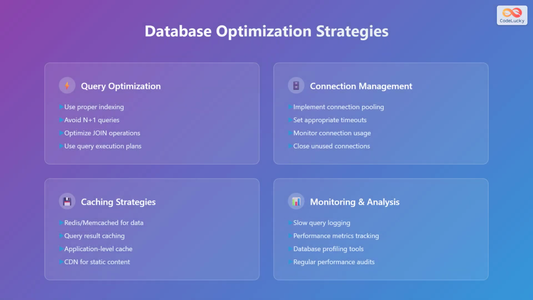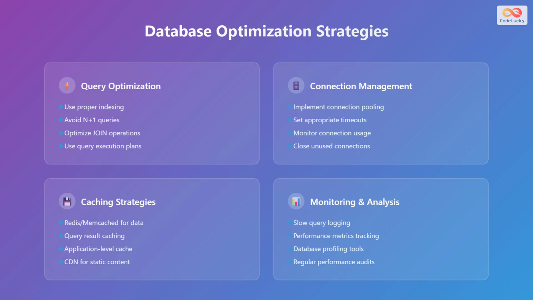Let's explore some database optimization strategies. First, there's query optimization, which involves using proper indexing, avoiding n+1 queries, optimizing join operations, and using query execution plans. Second, we have connection management, which involves implementing connection pooling, setting appropriate timeouts, monitoring connection usage, and closing unused connections.